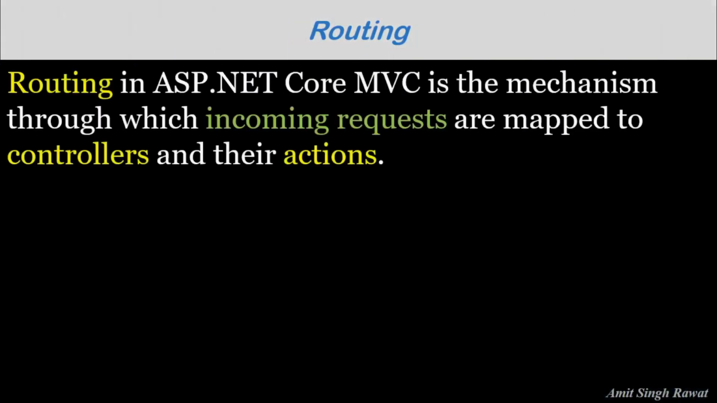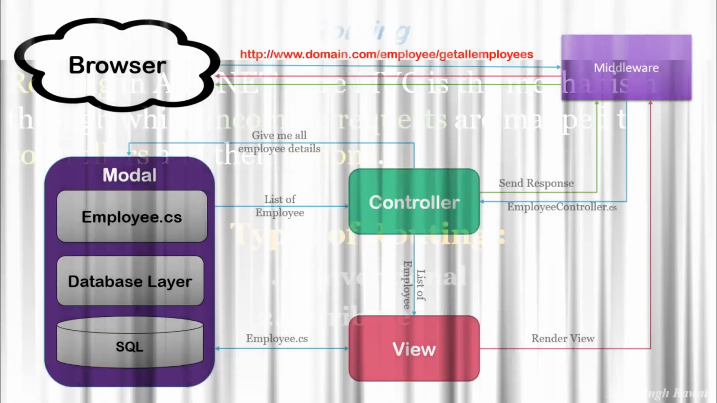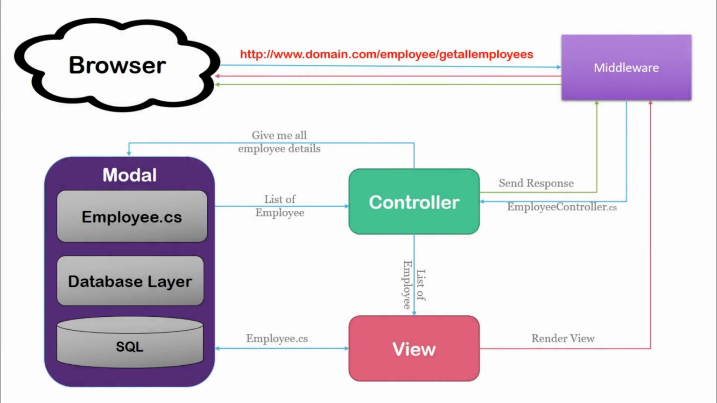Routing in ASP.NET Core MVC is a mechanism through which incoming requests are mapped to controllers and their actions. So we have two types of routing in ASP.NET Core MVC. The first one is conventional, and the second one is attribute routing. So let's talk about conventional routing first. Conventional routing is used with controllers and views, and this is the flow that we had discussed in part 13 of this video series.